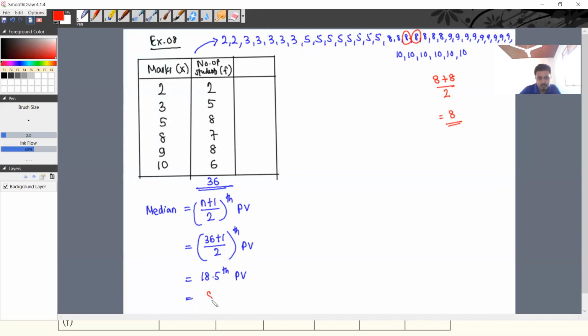Therefore the median value should be what? 8. But doing it this way, it consumes our time a lot. Therefore, what can we do? We can make use of cumulative frequencies.